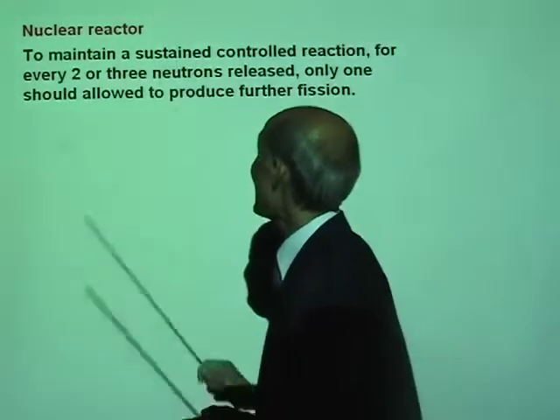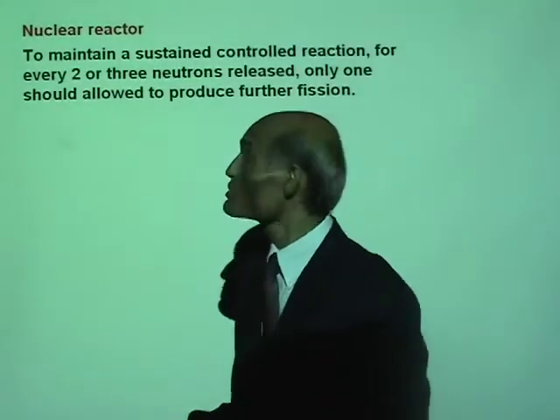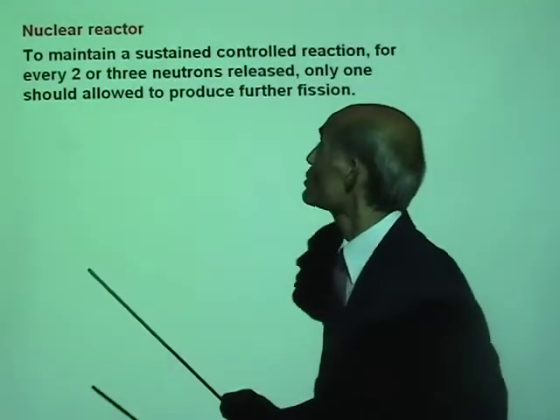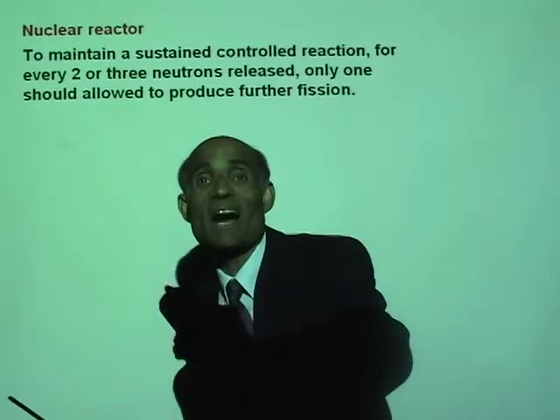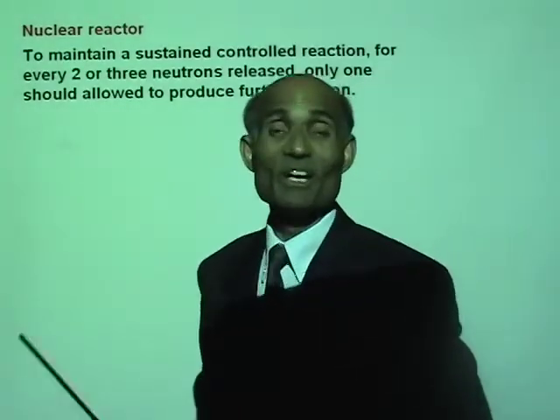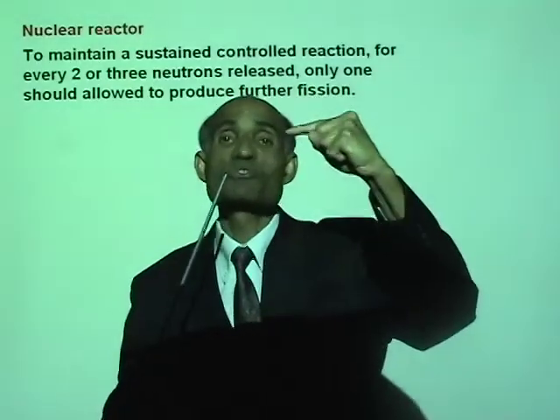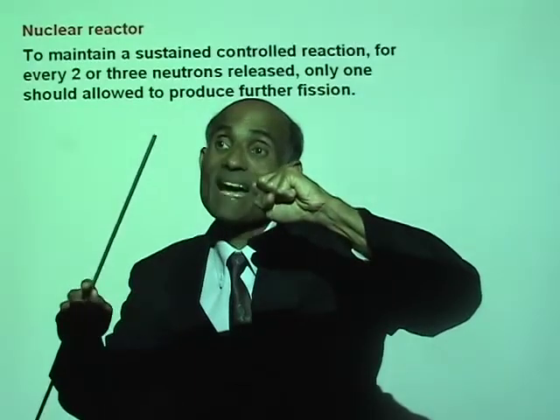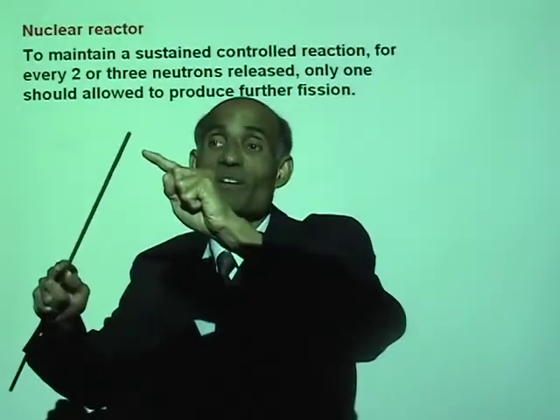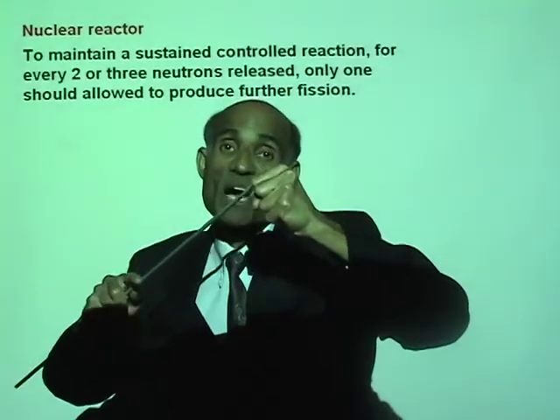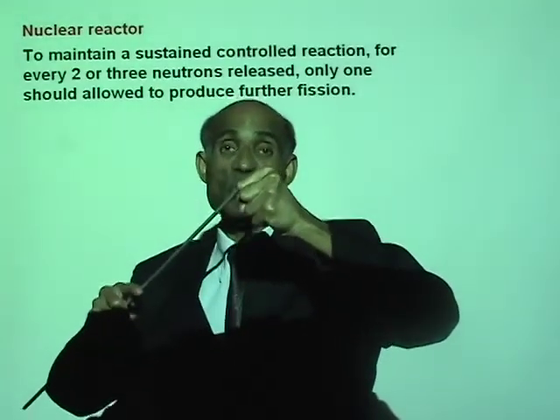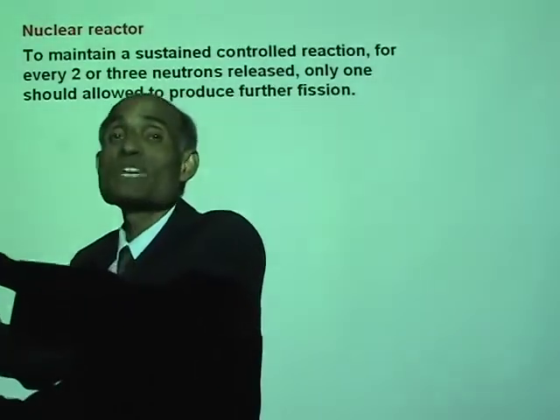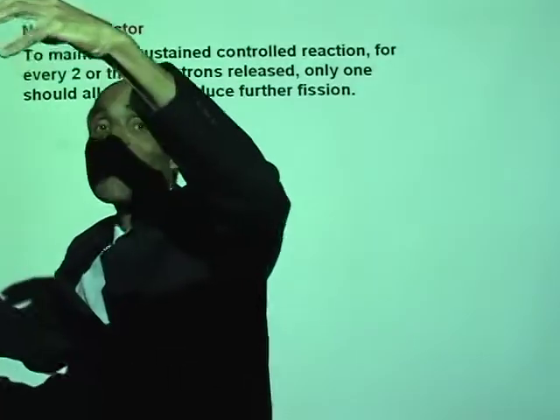Now, to maintain a sustained controlled chain reaction, for every 2 or 3 neutrons released, only one should be allowed to produce further fission. You see, if there are 2 or 3 neutrons produced per fission, only one should be allowed to continue with fission. That means every time one fission occurs, that will give way to the next fission, that will give way to the next fission. In other words, the chain reaction will continue.